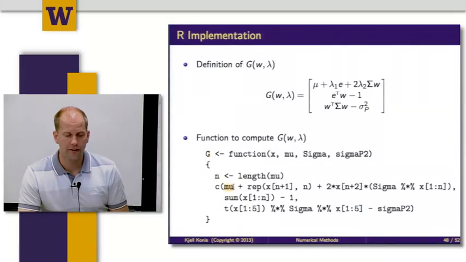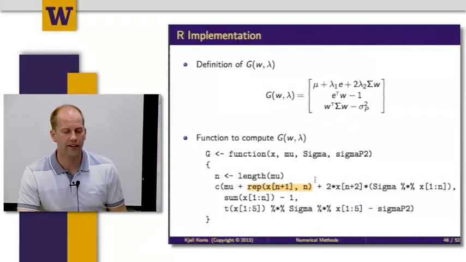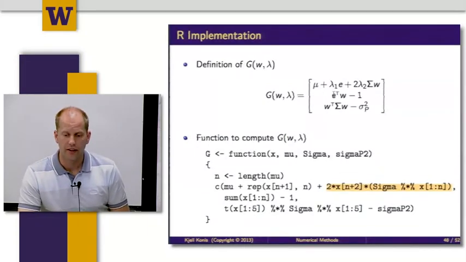And so the first is just mu plus, this is just going to repeat lambda 1 n times, which is exactly what this second term in the first row is doing. And then 2 times lambda 2 plus sigma times w, so that's just what the third portion of the first line is doing. E transpose w, that just sums up the values of w. So I'm just going to use R's sum function to do the same thing.